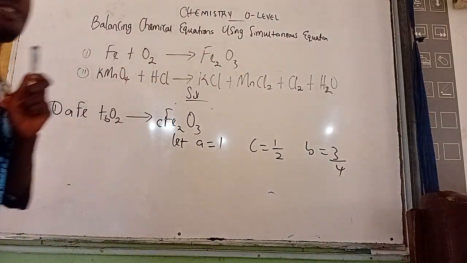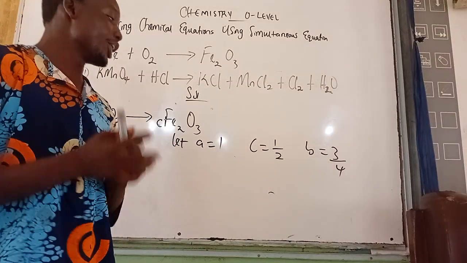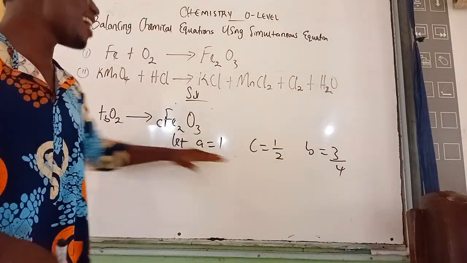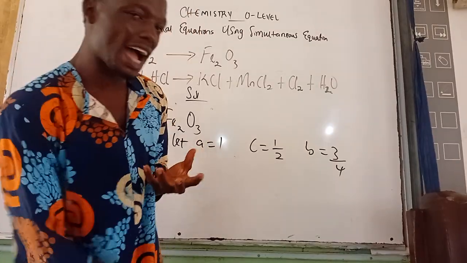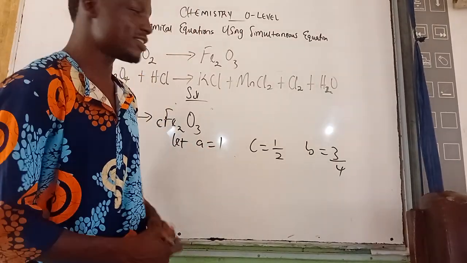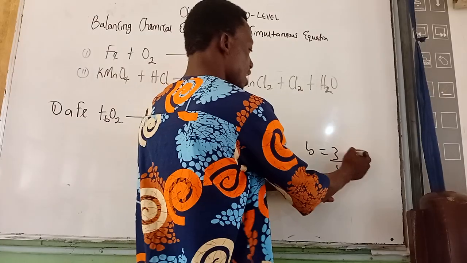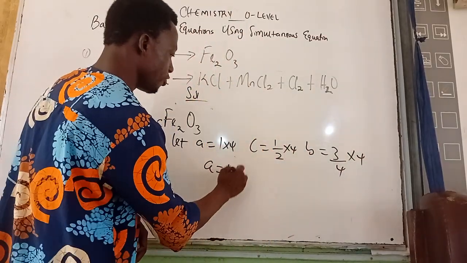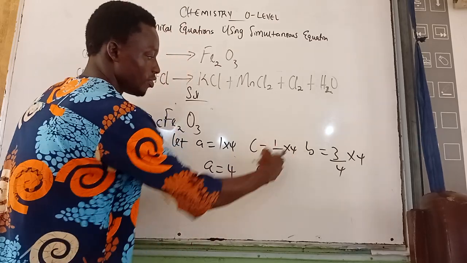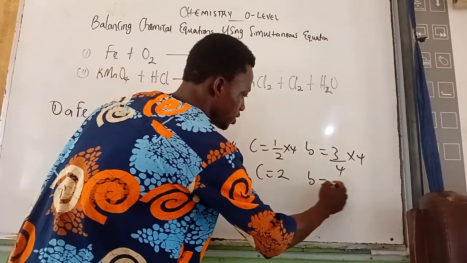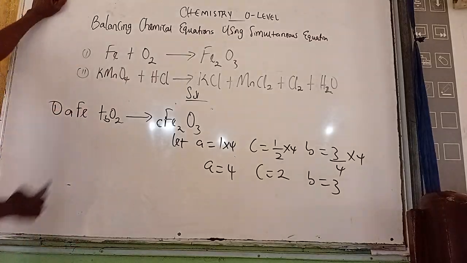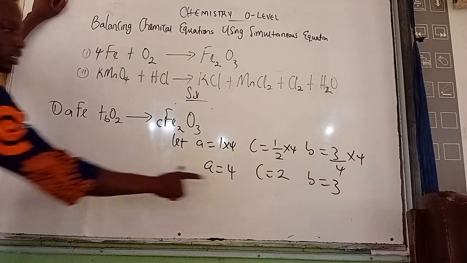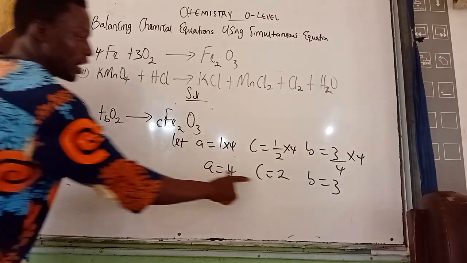Whenever you have fractions, you multiply everything by the fraction with the highest denominator. Which one has the highest denominator? This one, 4. So multiply everything by 4. Our A equals 4. C equals 4 over 2, that's 2. And B equals 3. Now write the equation again. A is 4, B is 3, and C is 2.